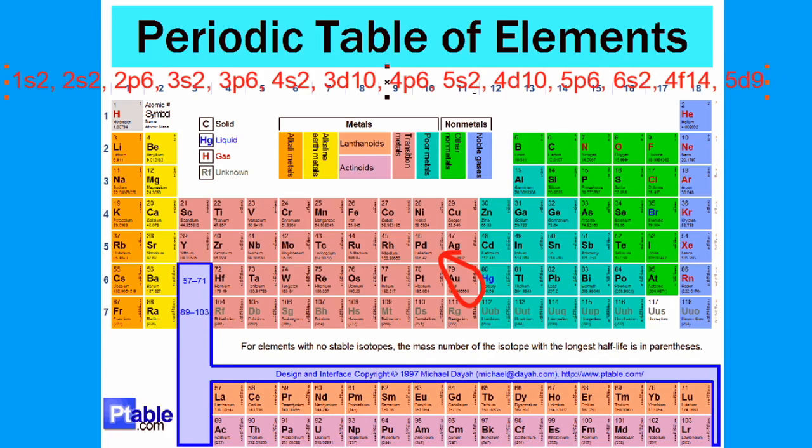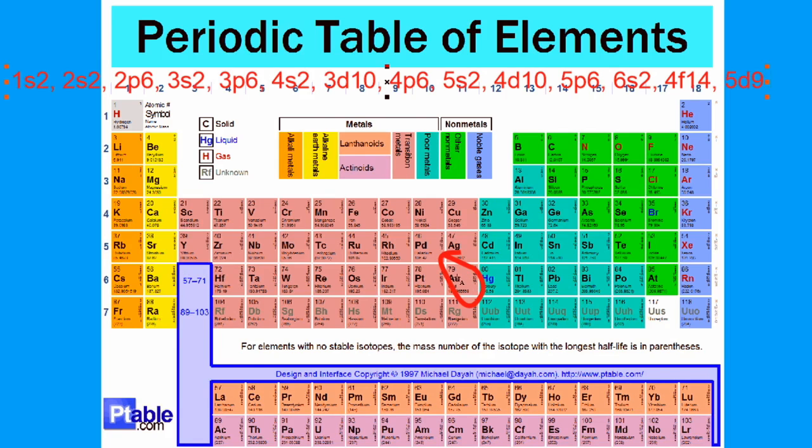So when you look at it, you should be able to go, oh, it's in the D region, so we need to go to 5. 1, 2, 3, 4, 5, because it's one less, and go over 9 spots. 1, 2, 3, 4, 5, 6, 7, 8, 9, which should get you to gold.